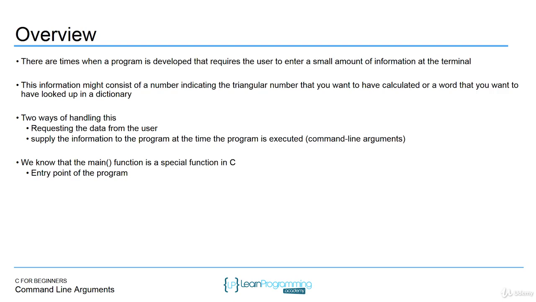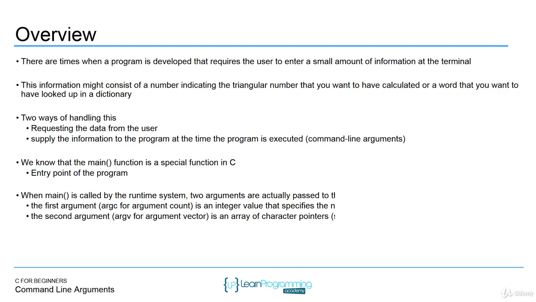And so we already know that every C program has a main function. This is a special function. It's basically the entry point of the program. It's also special because it can be used to get command line arguments. So when main is called by the runtime system, two arguments are actually passed to this function. The first one is the argument count, how much data is being passed to the program. It's an integer value.